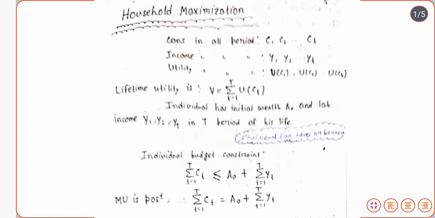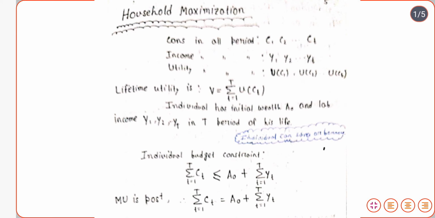Today's topic is household maximization. For getting to the household maximization, at first we have to understand the consumptions of different periods. Suppose consumption for the first period is C1, consumption for the second period is C2, and in this way we can say that consumption for the Tth period is Ct.